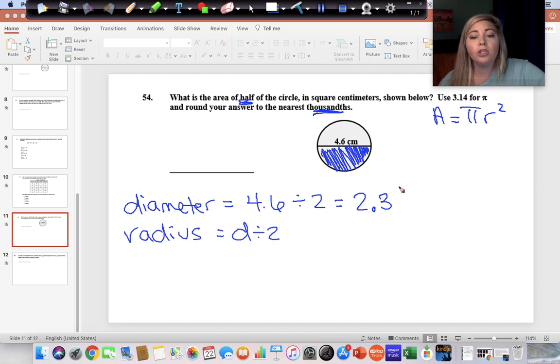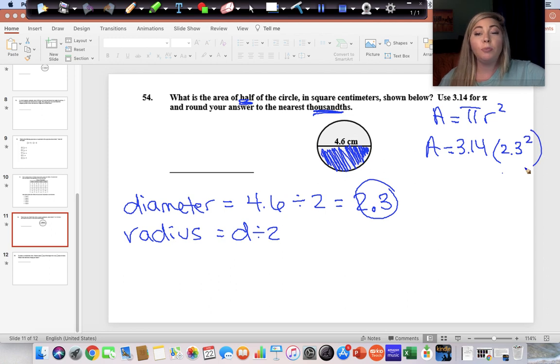Okay, and then we're just going to plug this 2.3, which is our radius, into our formula here. So area is equal to 3.14 times 2.3 squared. And 2.3 squared is not the same as 2.3 times 2, so please don't get that confused. It's 2.3 times 2.3. So we are going to put in 3.14 times 2.3 times 2.3. We are not done yet. Okay, this gives us the area for the whole circle.